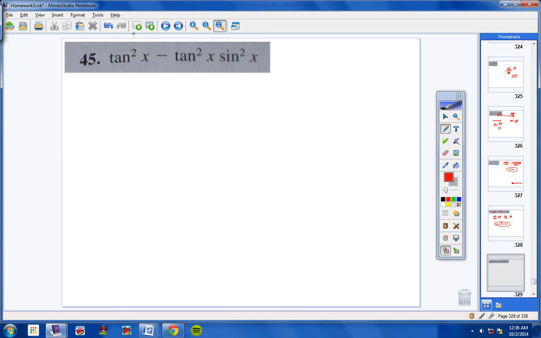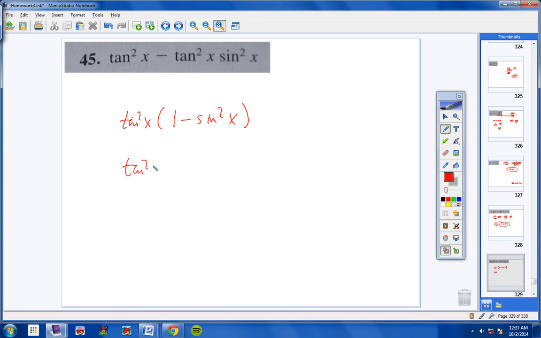Factor and then simplify. Okay, so I'm going to leave the back of the book open here so I can check these. Let's factor and then simplify. Okay, so tangent squared minus tangent squared. Okay, first of all, the first thing I noticed when we talk about factoring is that I can pull out a tangent squared. So I'm going to go ahead and pull out a tangent squared of both of these. Pull out a tangent squared, and you're left with 1 minus sine squared.